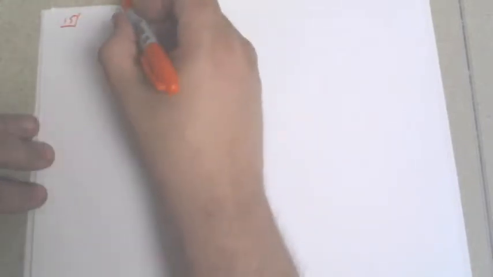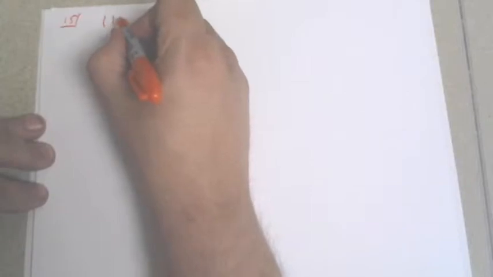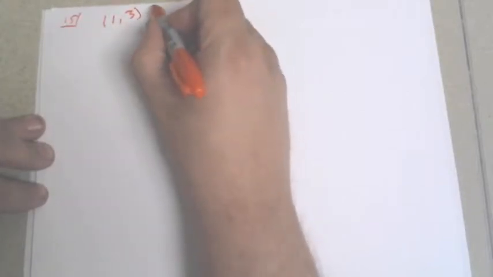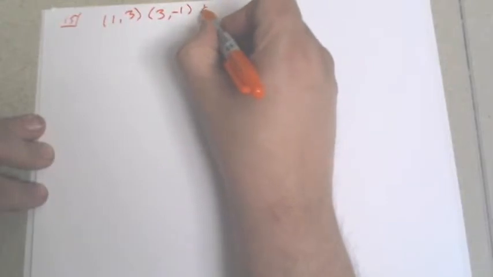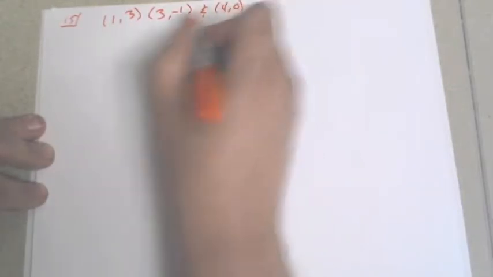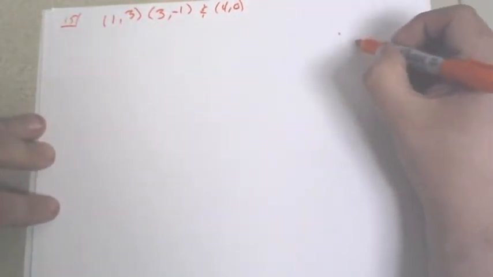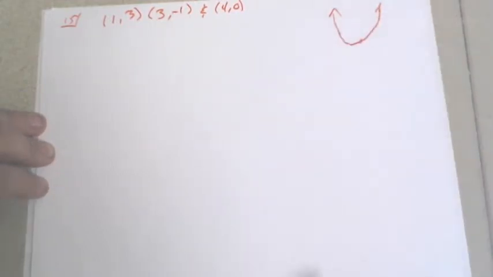Speaking of larger systems, number 15, kind of a favorite question of mine. Given 2 points, you were able to make a line. Given 3 points, 1, 3, 3, negative 1, and 4, 0, given 3 points, they should make a parabola. Any 3 points you want are going to define a unique parabola.